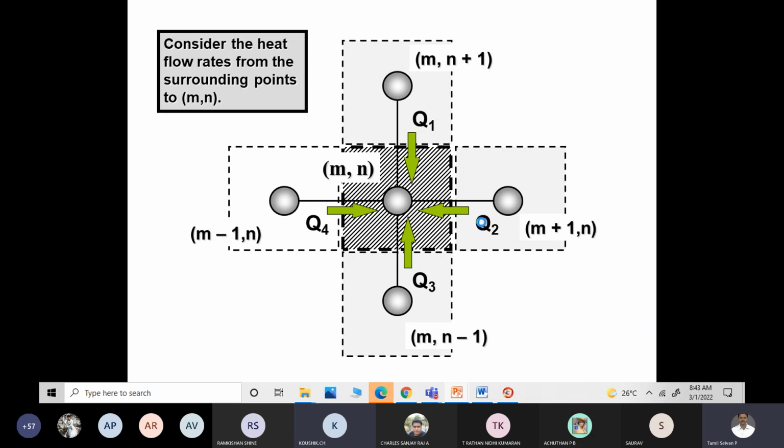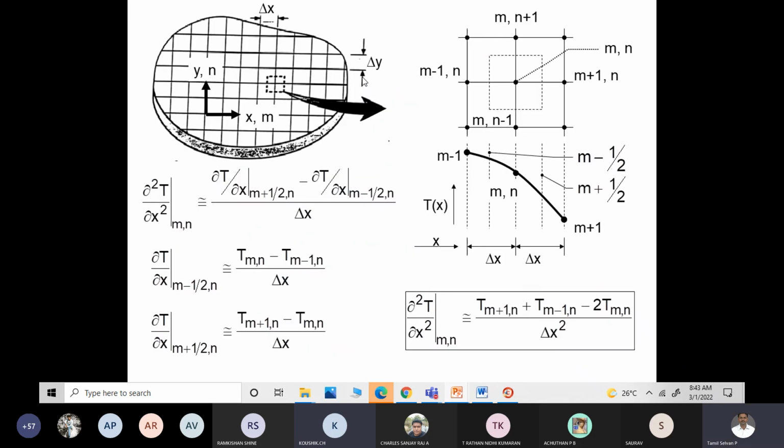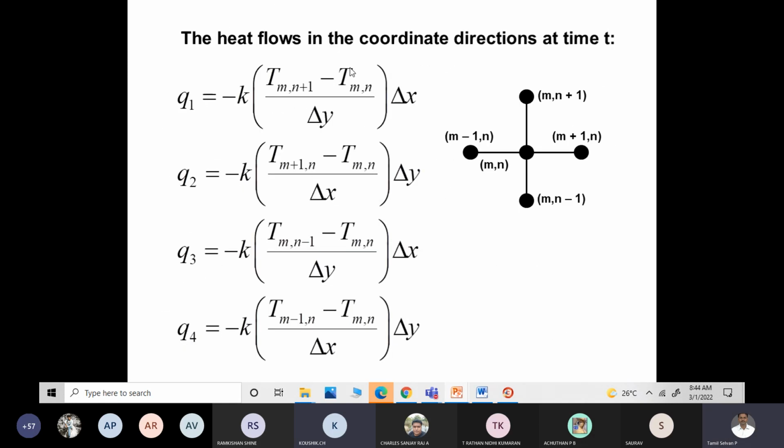Now again you may ask a question: why is the rule t(m, n+1) minus t(m, n)? Because the direction is from this point to this one. So t with suffix m comma n plus 1 minus t(m, n). From this point to this point, so this will come first and m comma n will be at the end. All of you are able to understand this? Yes, sir.